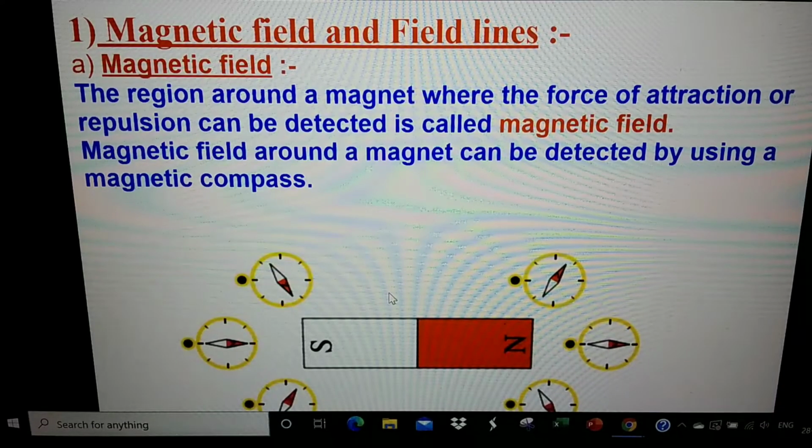Namaste children. Next, the magnetic effects of electricity. What do you mean by magnetic field and field lines? The region around a magnet where the force of attraction or repulsion can be detected is called magnetic field. Magnetic field around a magnet can be detected by using a magnetic compass.